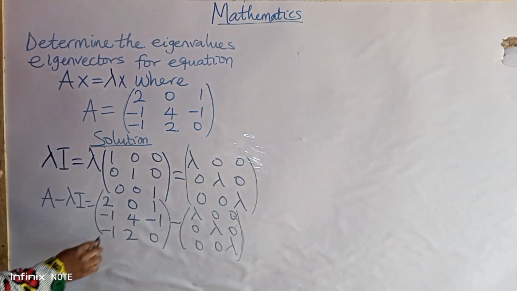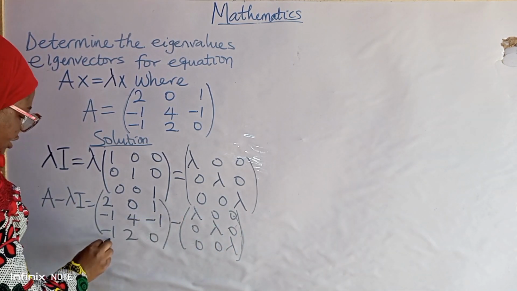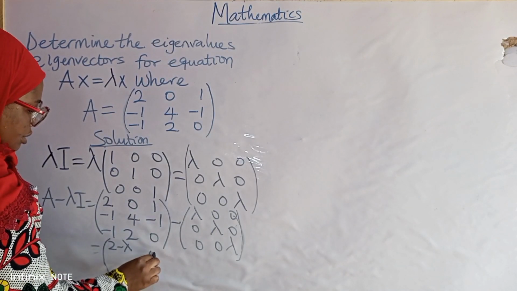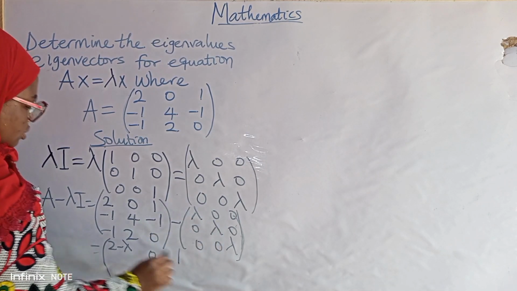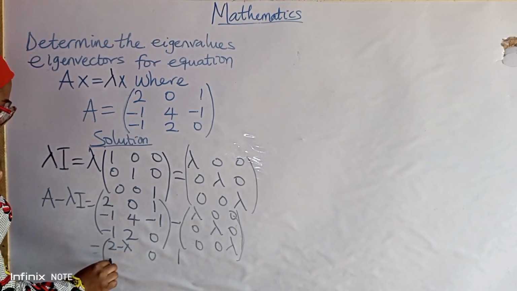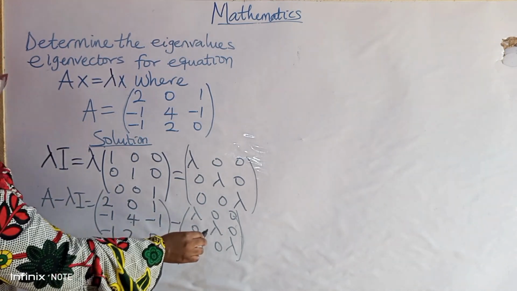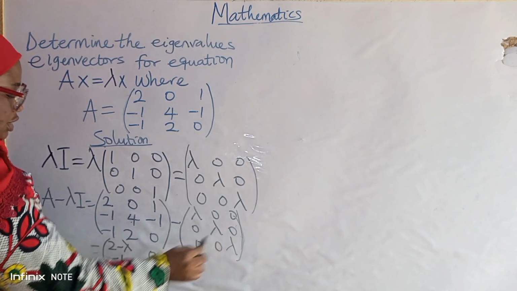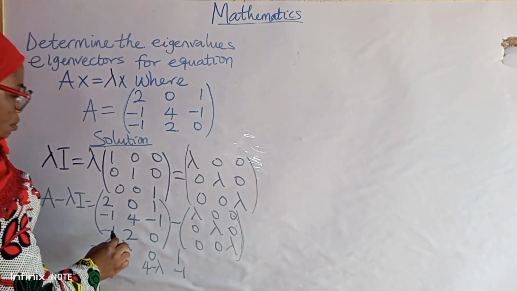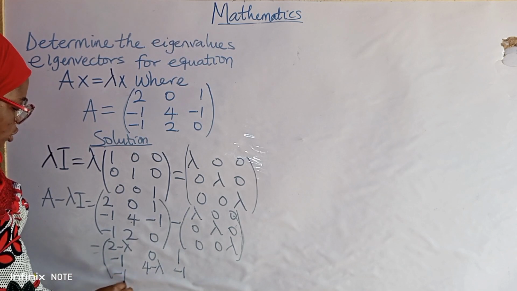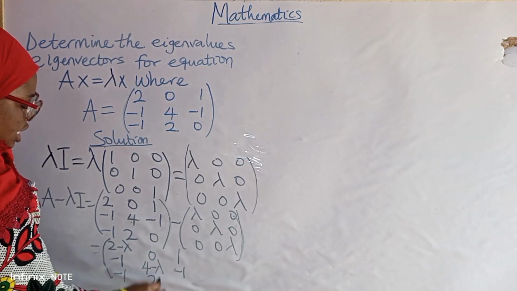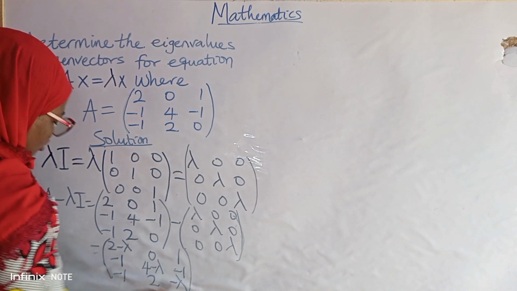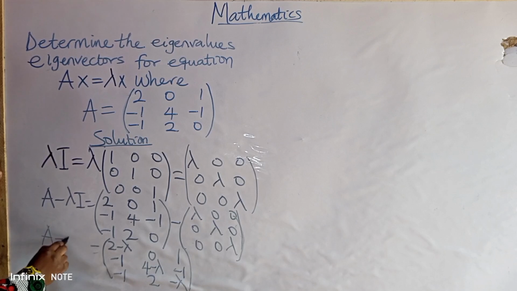So from here we have 2 minus lambda is 2 minus lambda. 0 minus 0 is 0. 1 minus 0 is 1. Minus 1 minus 0 is minus 1. 4 minus lambda is 4 minus lambda. Minus 1 minus 0 is minus 1. Minus 1 minus 0 is minus 1. 2 minus 0 is 2. 0 minus lambda is minus lambda. So that is our A minus lambda I.